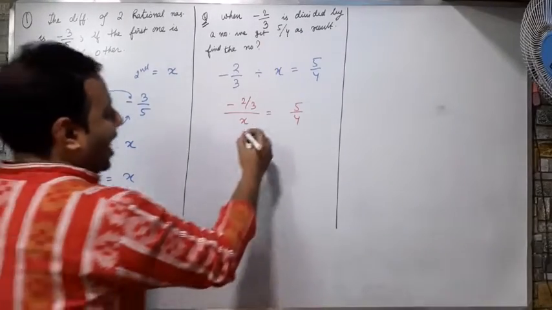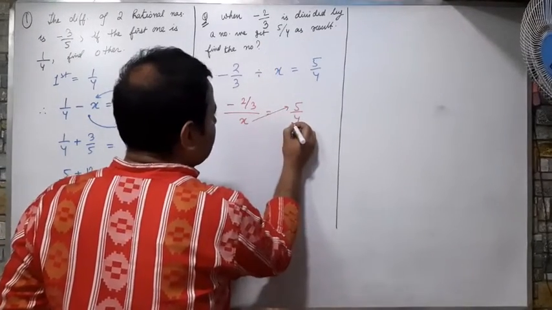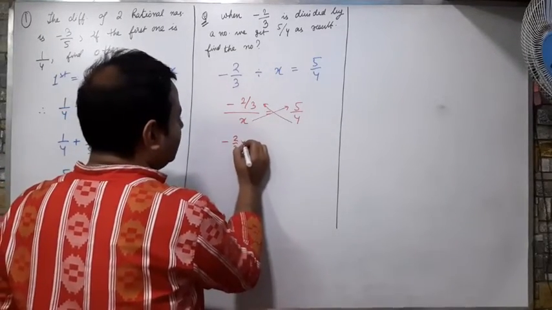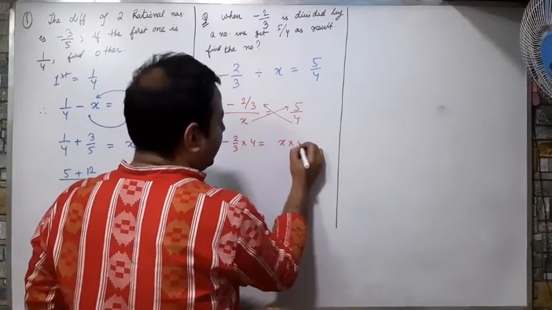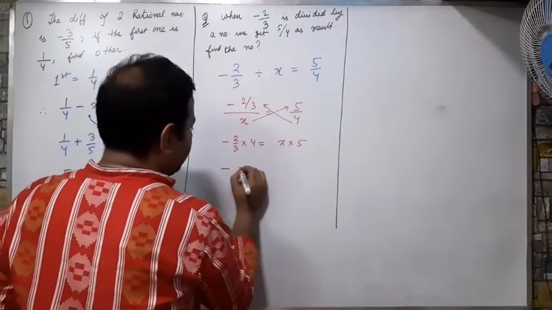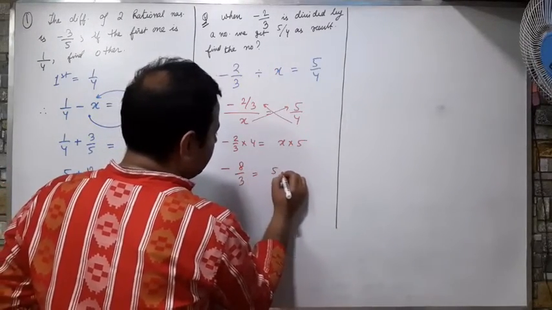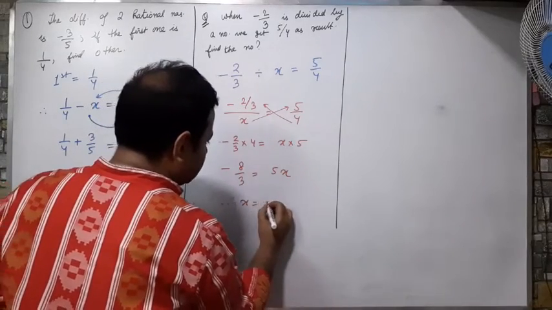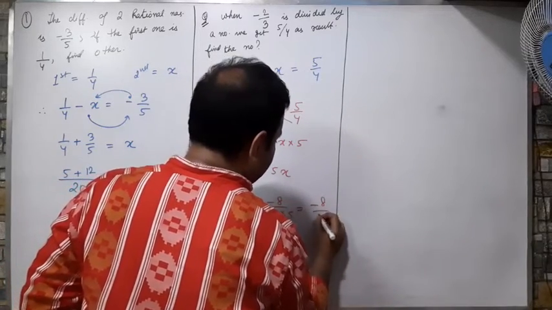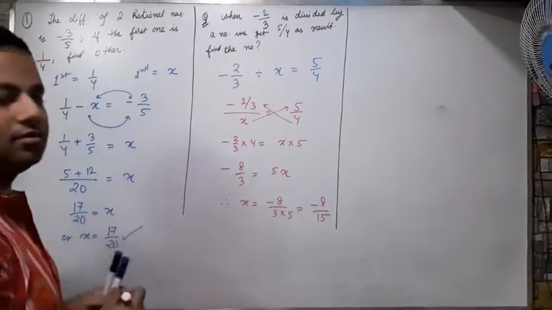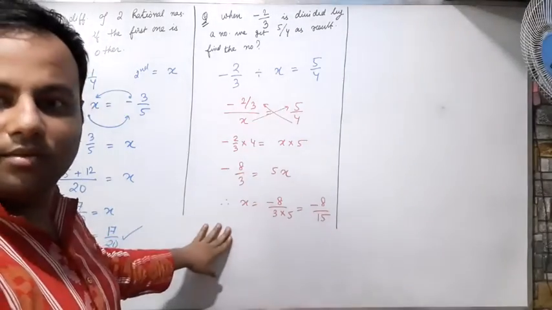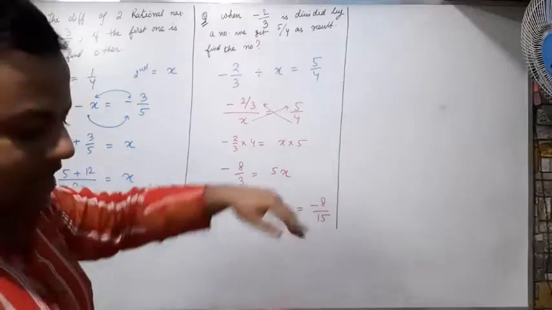To solve, I will take this x to this side, means cross multiplication, and 4 to this side. I am getting minus 2 by 3 into 4 equals to x into 5. Correct? Now how to find the x? I am getting here minus 8 by 3 equals to 5x. So therefore x is equals to minus 8 by 3 into 5, that is equals to minus 8 by 15. So here also by applying this x method, I am getting my rational number. Correct? Next one.